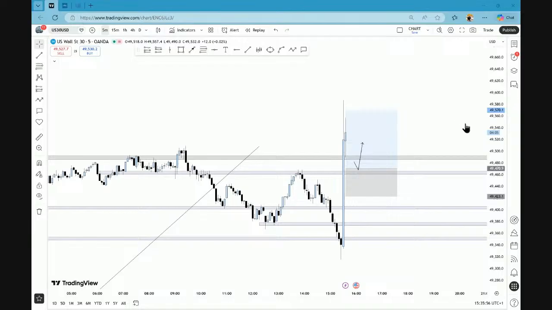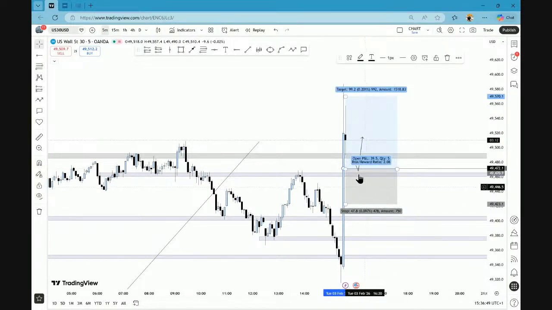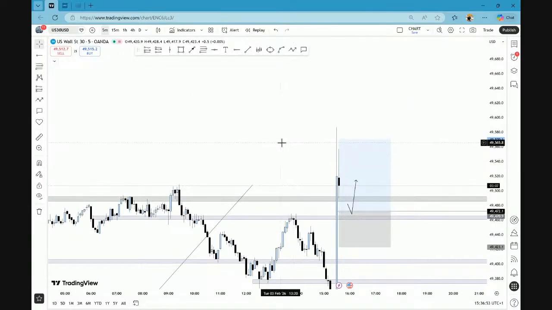If I tell you that I am looking to buy US 30 around here, just like yesterday and today, go there and place your buy stop around here, then put your stop loss and your take profit. Target a realistic 1 to 2 and you're good to go. That is just how the system works, extremely simple.